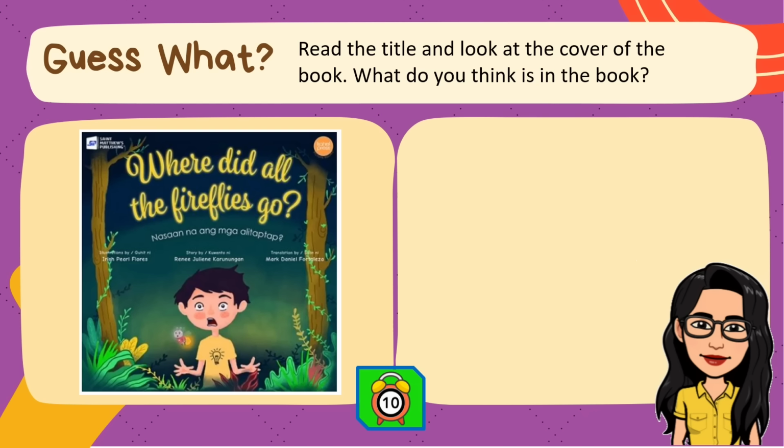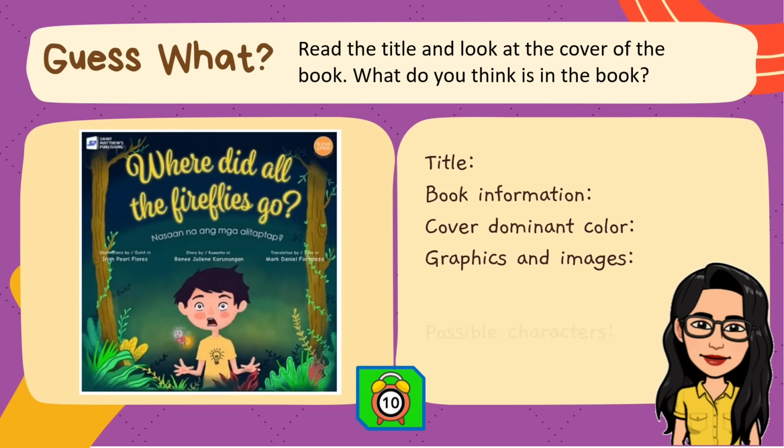Read the title and look at the cover of the book. What do you think is in the book? You may tell about the information you can find in the picture. Title, book information, cover dominant color, graphics and images, possible characters, possible settings, and the genre.